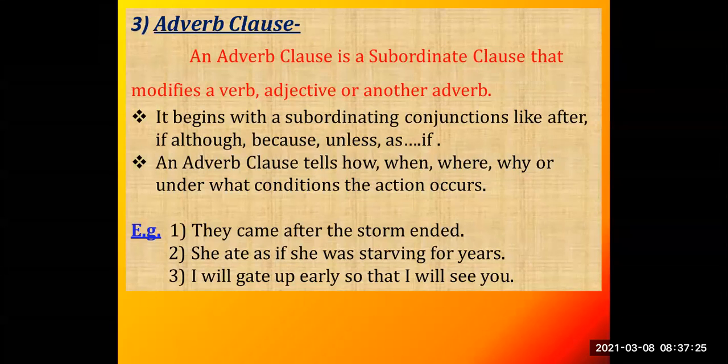Next, we played in the garden until the sunset. Again, played is the verb. Until the sunset, this is our adverb clause, which modifies the verb played. So here are three examples of adverb clauses we have discussed.